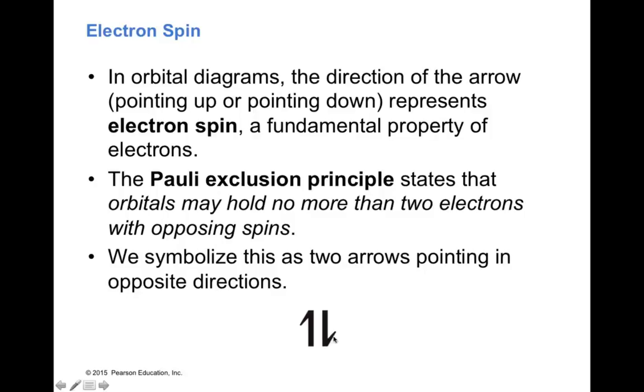So when you have to put two electrons in one box, you're going to put them like this. You cannot put both of them pointing up or both pointing down. One must go pointing up and the other pointing down.